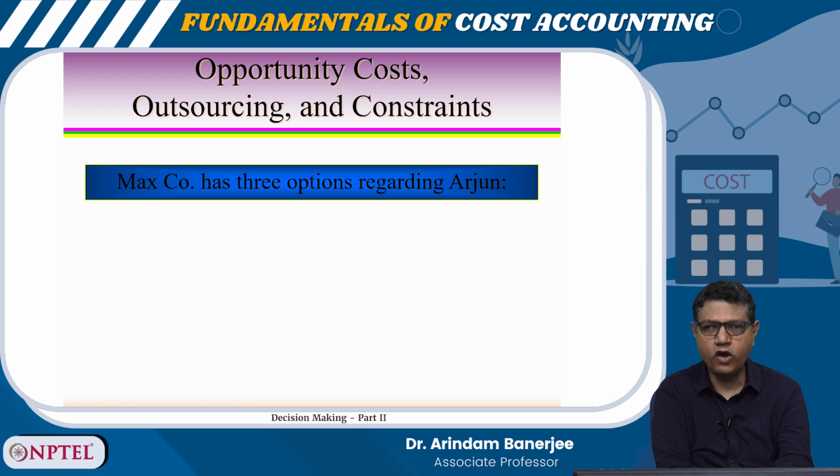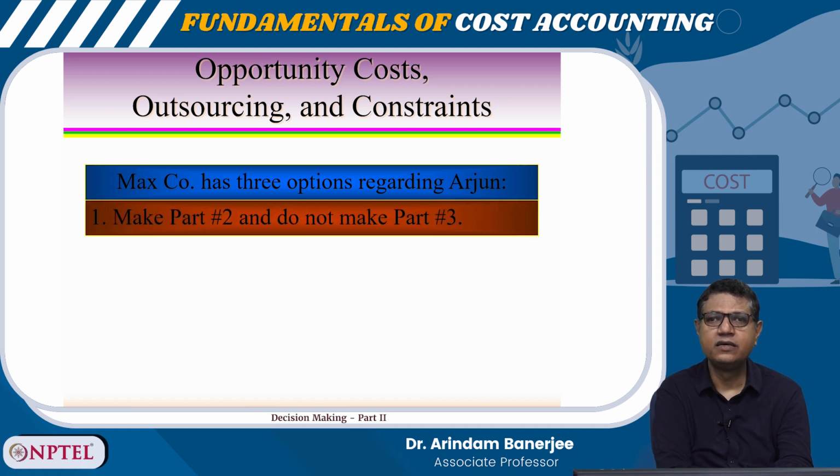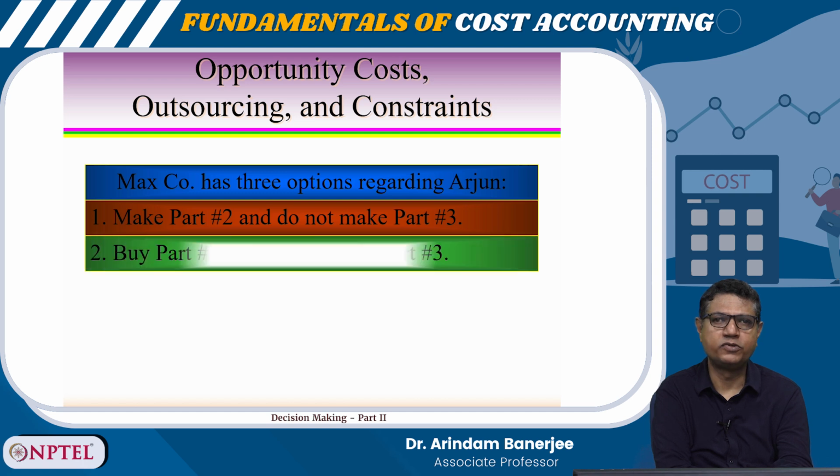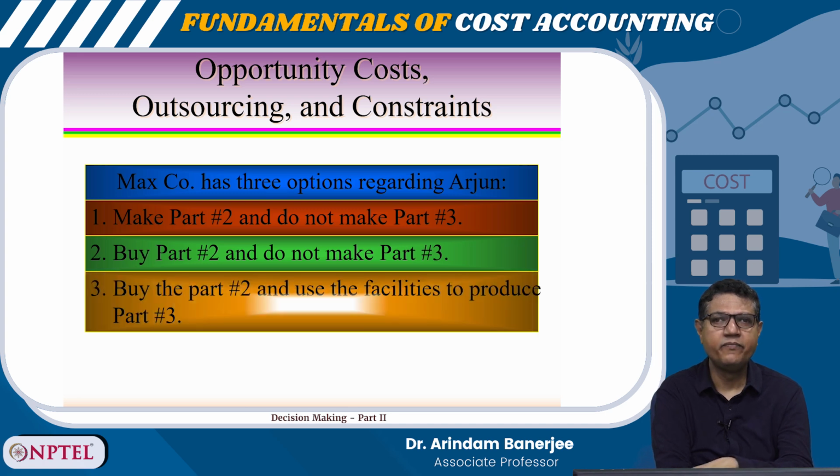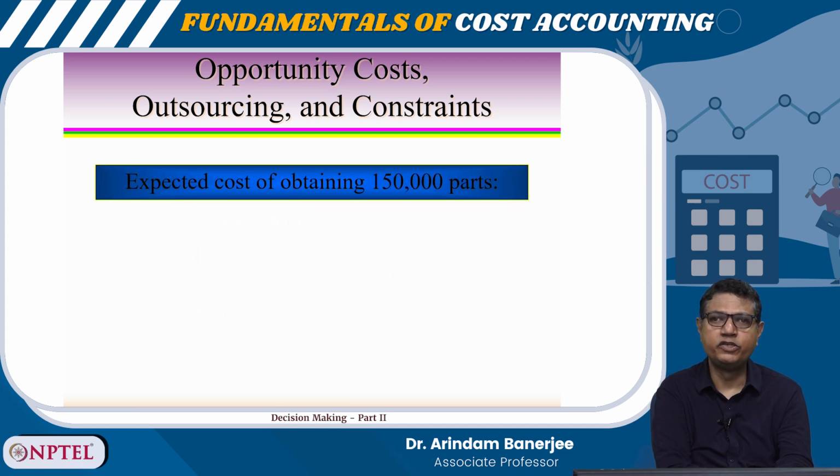So it has three options, right? First is make part 2 and do not make part 3. So this is the first option. Second is buy part 2 from outside and do not make part 3. That means keep that facility idle. The third option is buy part 2 and use the facilities to produce part 3, right? So these are the options available with the company. What should the company do?